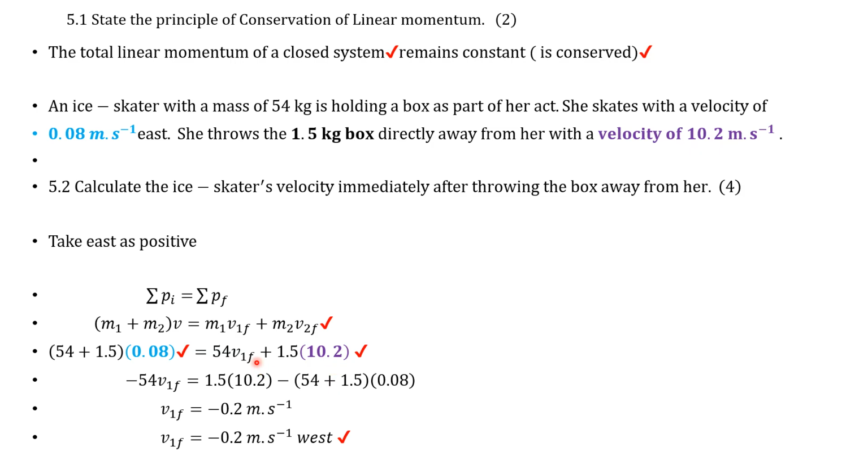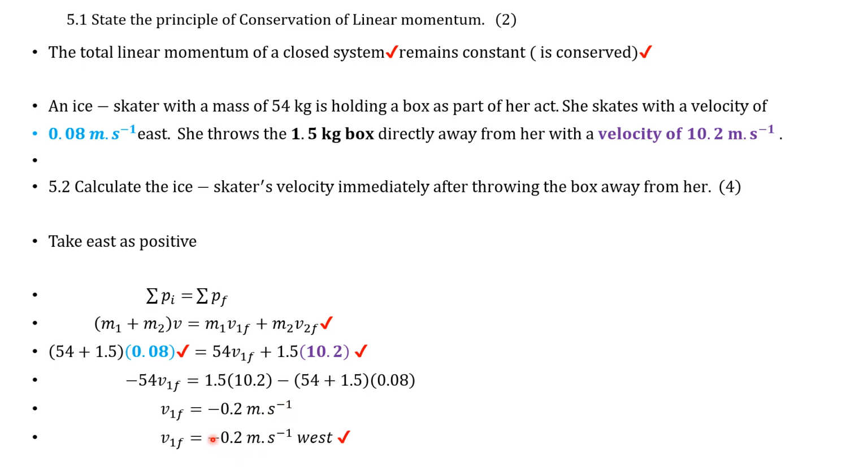I took 54 V1f to the other side: (54 plus 1.5) times 0.08 minus 1.5 times 10.2. If I bring it to this side, it becomes negative. So 1 mark for correct formula, 1 mark for correct substitution, and another for correct substitution. From there, the answer I get, divided by the negative 54, gives me negative 0.2 meters per second.